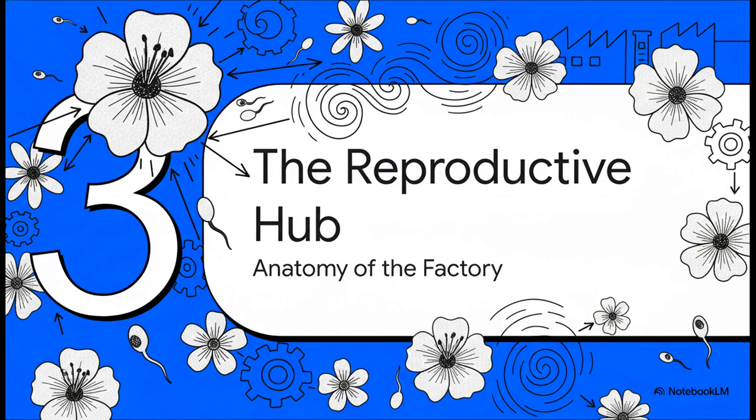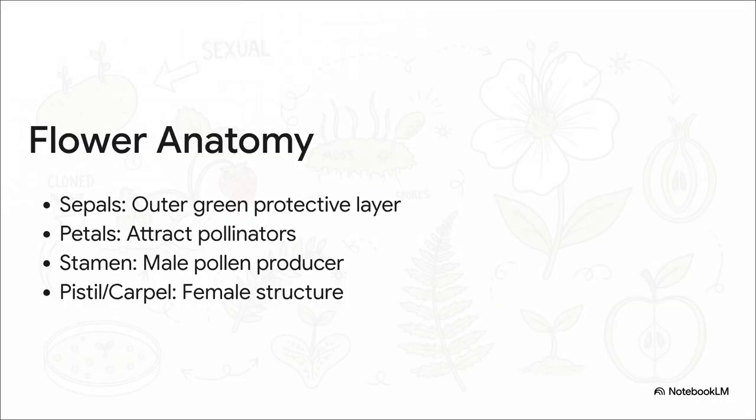Section 3. The flower, reproductive hub. Anatomy of the plant factory. We usually just think of flowers as pretty objects, don't we? But biologically speaking, they are highly specialized factories, engineered entirely for sexual reproduction.